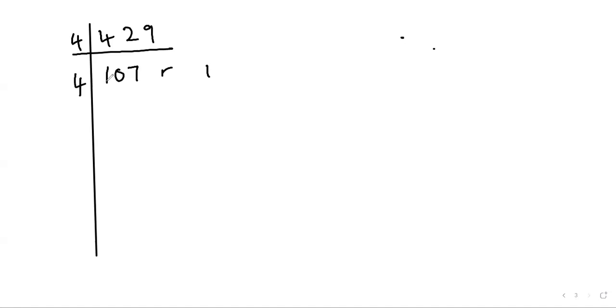So we use 4 again. 4 divide 10, how many times? 2 times, remainder 2. You join that 2 with 7, that's 27. 4 divide 27, how many times? That will be 6 times, which is 24. Remainder 3.